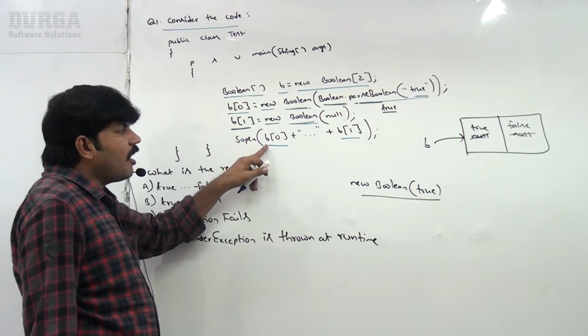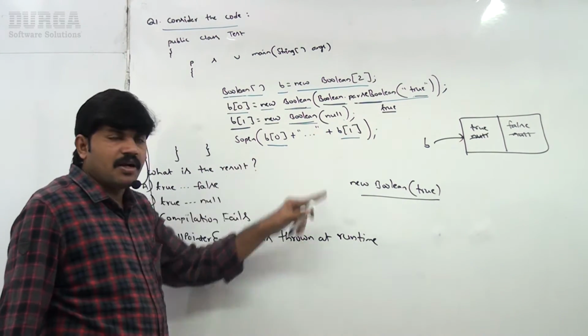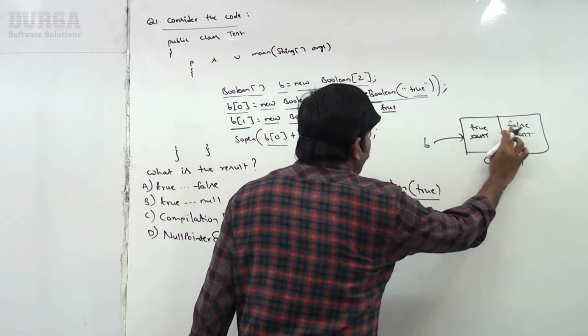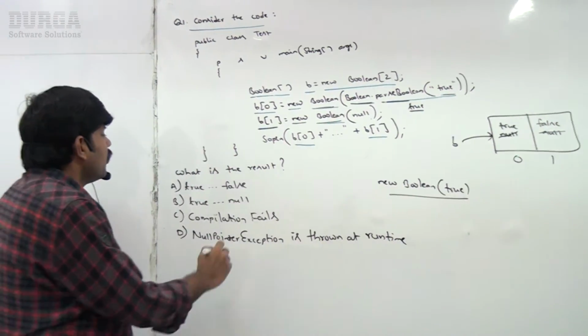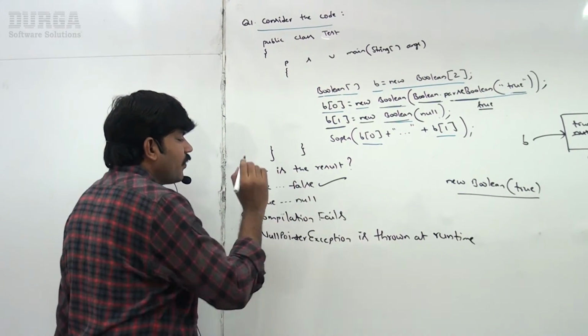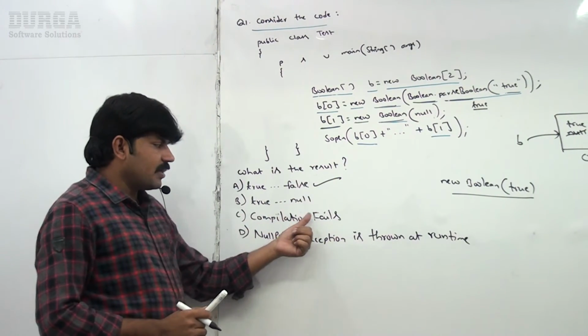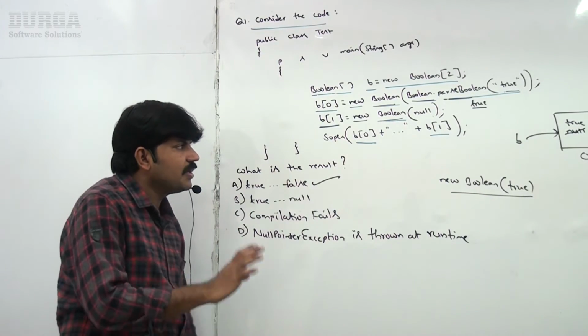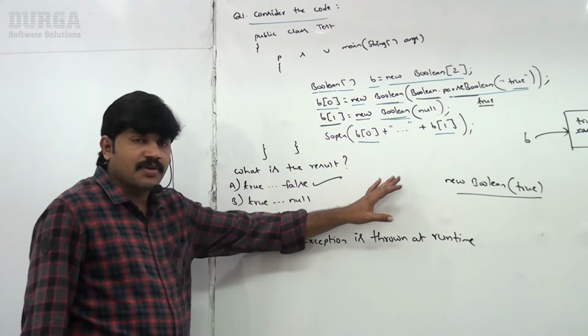So b[0] and b[1] means true followed by false. Remember, what is the answer we will get? True followed by false. We never get a compilation failure, and we never get a runtime exception. Perfectly, true followed by false is the answer for this requirement, right?